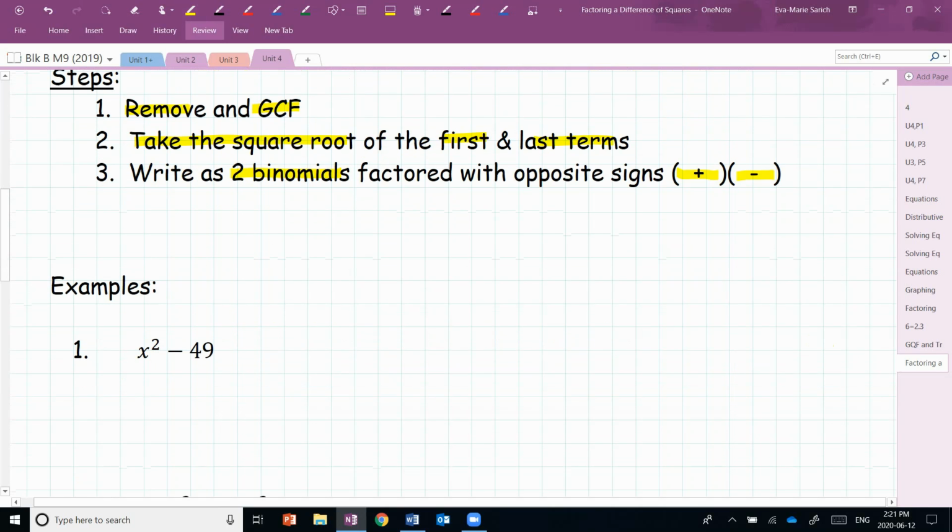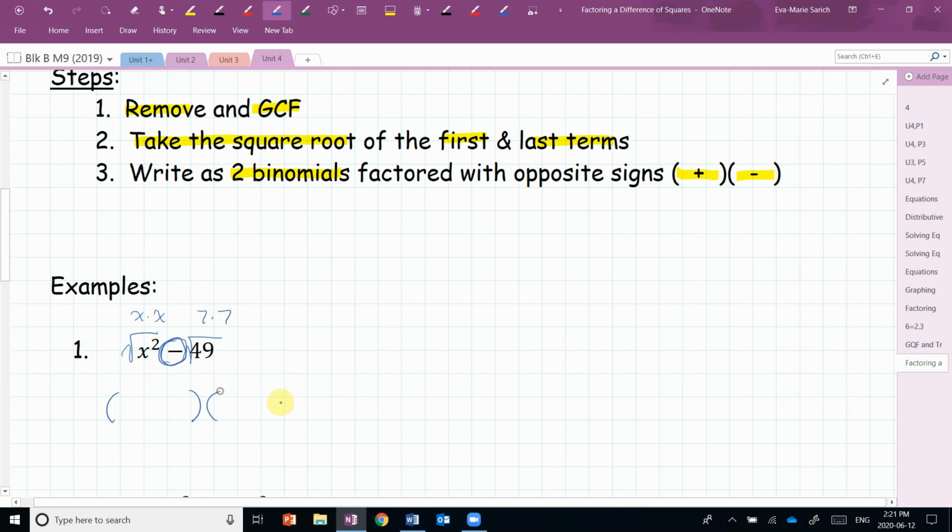Okay, let's look at the first example. Can we take the square root of x squared? Yes, because x squared is x times x. Can we take the square root of 49? Yes, because 7 times 7 is 49. Is it a subtract? Yes, that means this can, in fact, be factored.